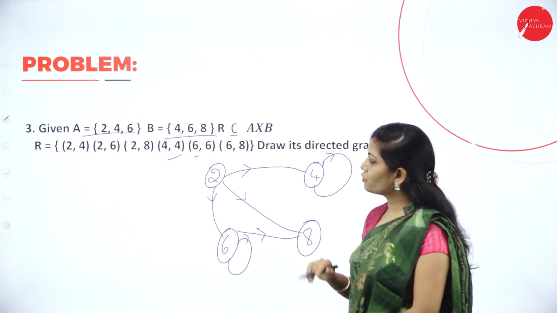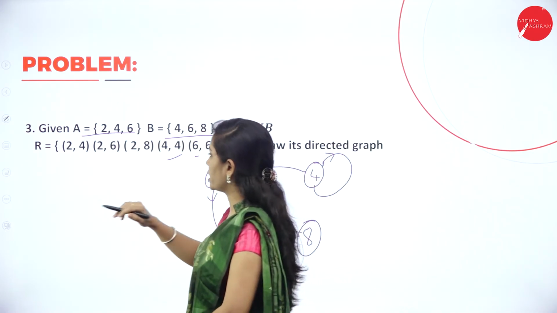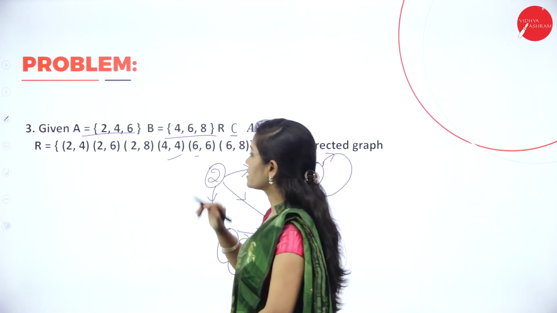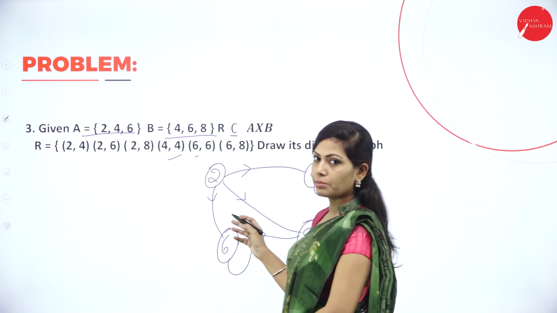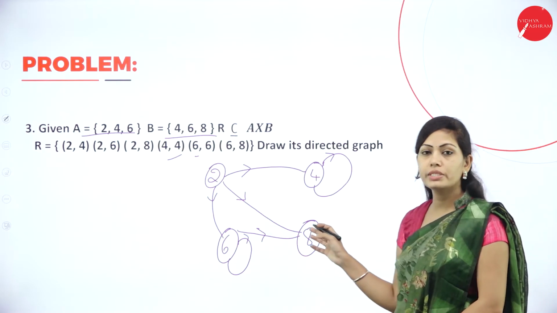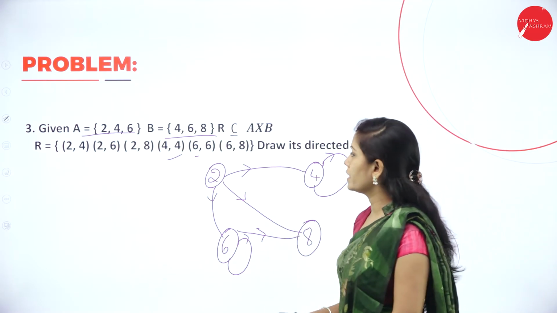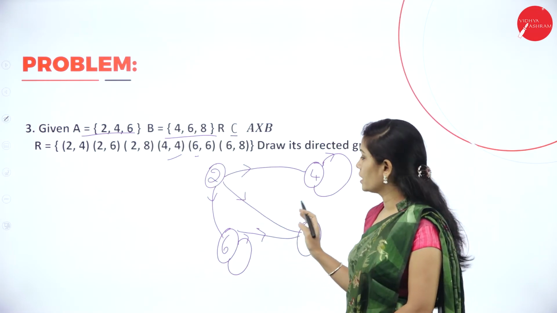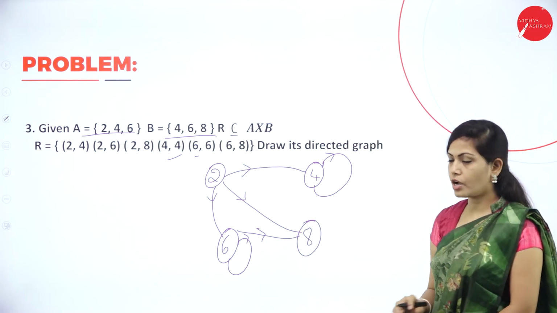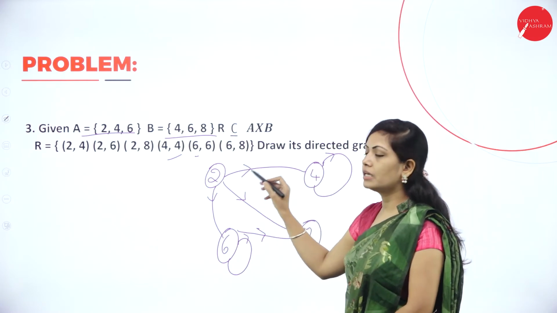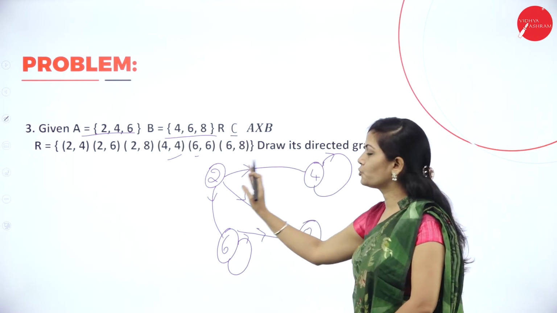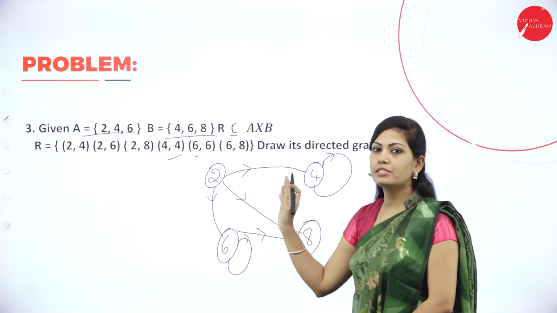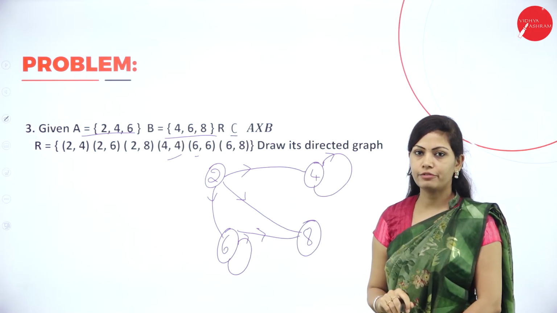And 2 to 4 is there, 4 to 2 is not there; 2 to 6 is there, 6 to 2 is not there. So it is not symmetric also. So this is your directed graph for the given relation. R is a subset of A cross B. In a directed graph, you have to mention the direction between the two points. Then it is called a directed graph.